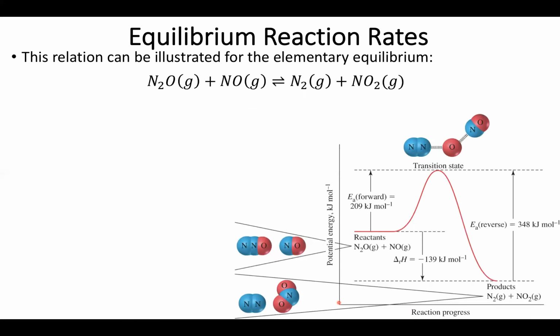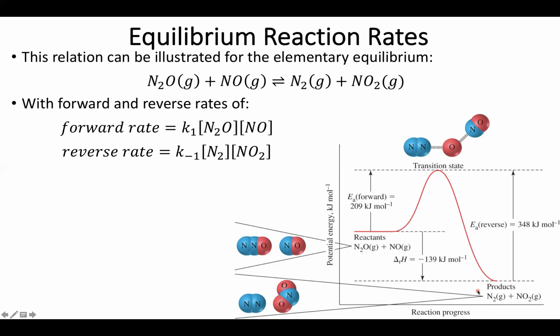And we can illustrate all of these principles for the reaction of N2O with nitric oxide to form nitrogen gas and nitrogen dioxide. So in this case, we've seen this reaction before. I start with my reactants. I go over one single transition state to generate my products.